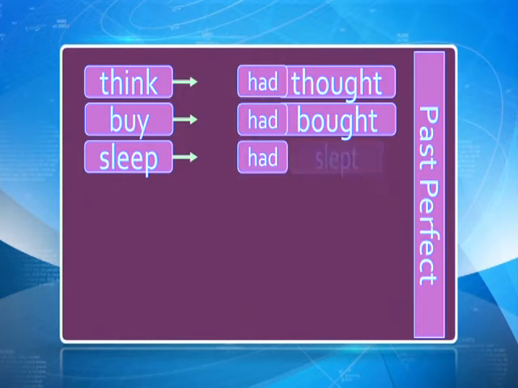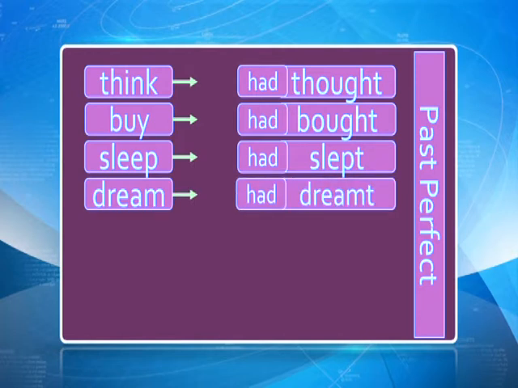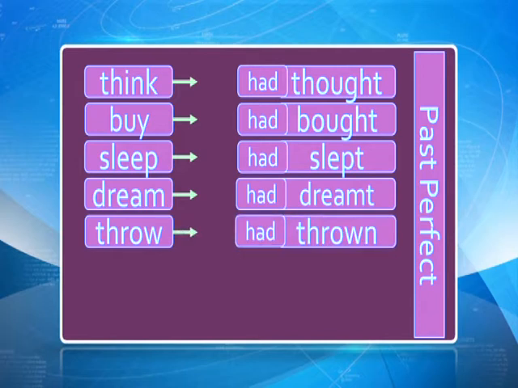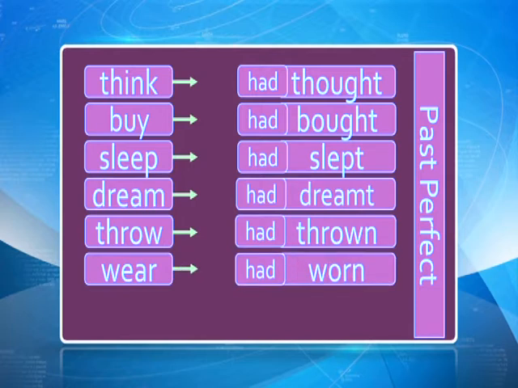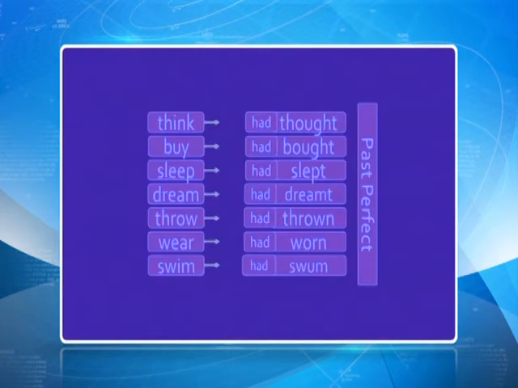Now, next verb is dream, and the past perfect is had dreamt. Throw in the past perfect tense, had thrown. Wear becomes had worn, and the last verb, swim, in the past perfect tense, had swum. Okay, so far so good.